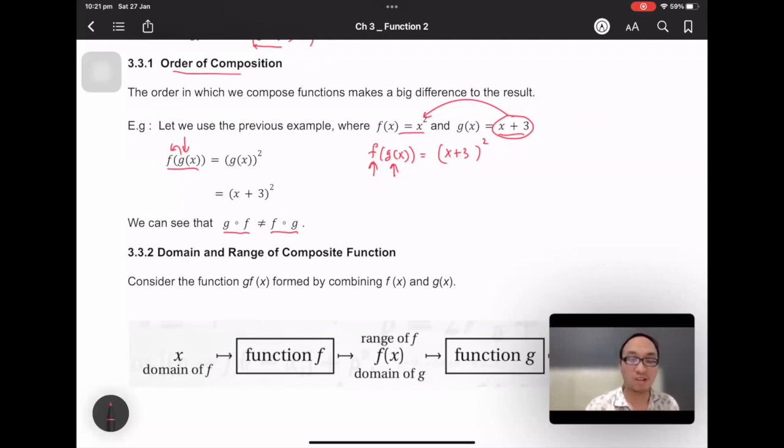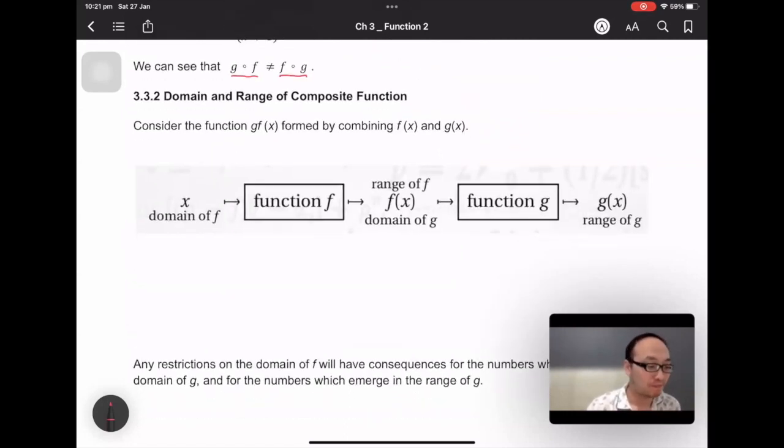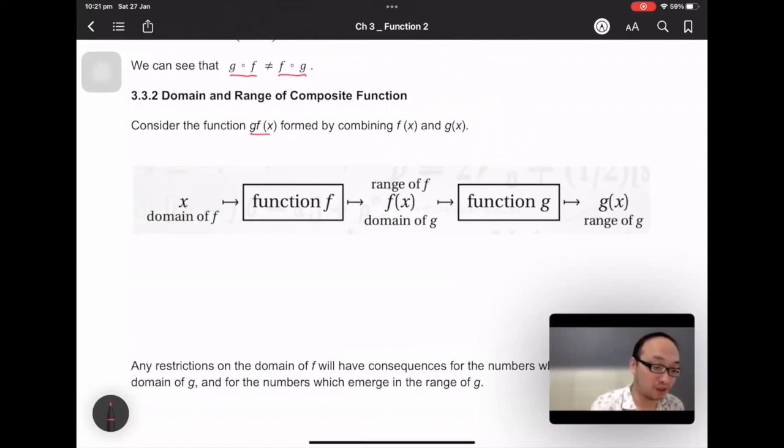Let's continue to domain and range of composite function. As we know that for GF, it is performing F first and then G. So GF is you put F into the X of G. That means the domain of the composite function GF is taken from F because we start with F.